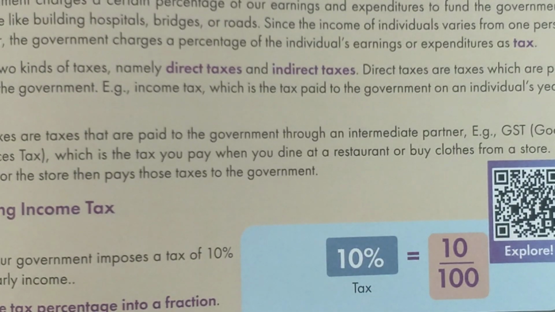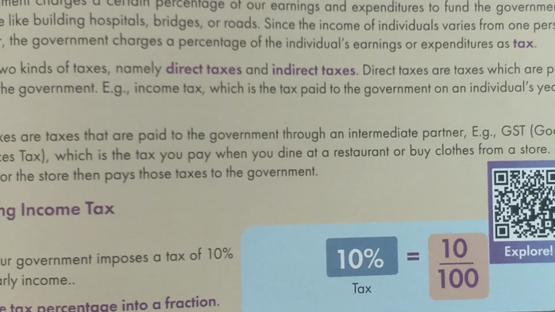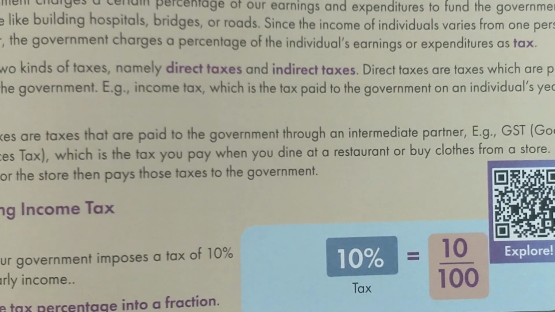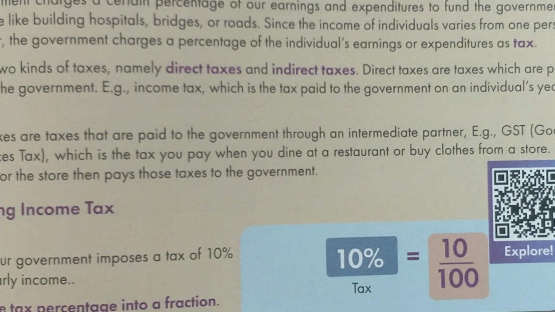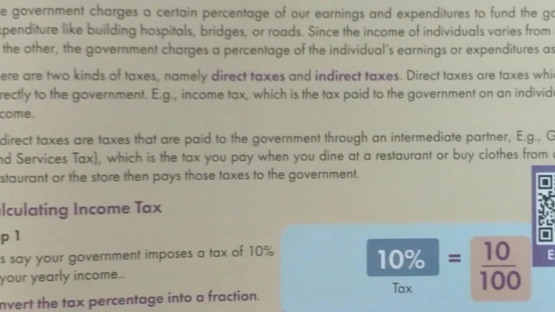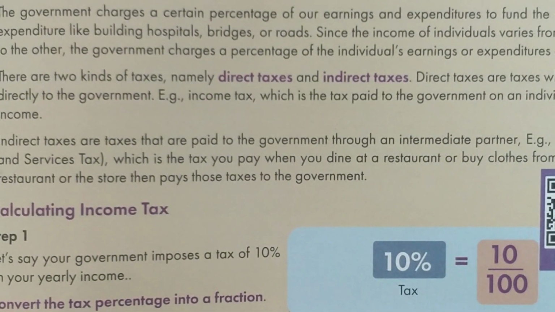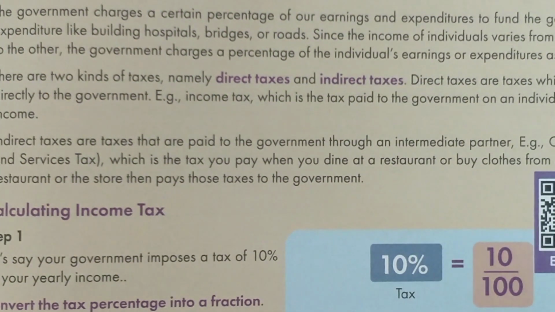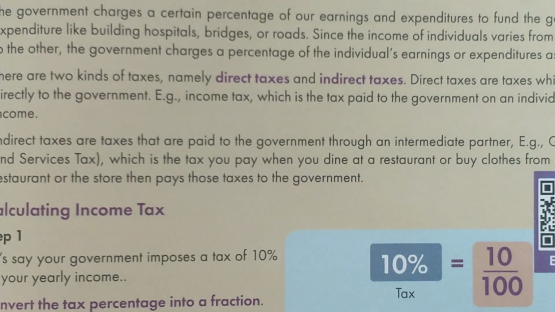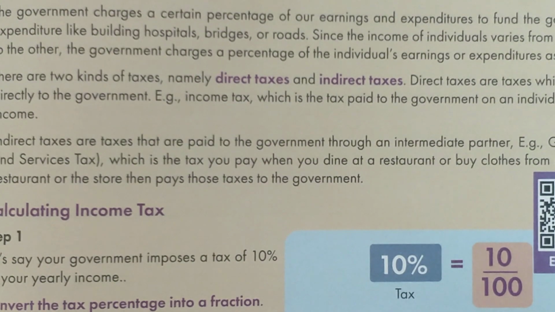Moving on, there are a lot of taxes, for example when you go to restaurants, like service taxes. There are two main kinds of taxes: direct and indirect taxes. Direct taxes are nothing but taxes paid directly to the government, for example the income tax, which has to be paid on your monthly income.